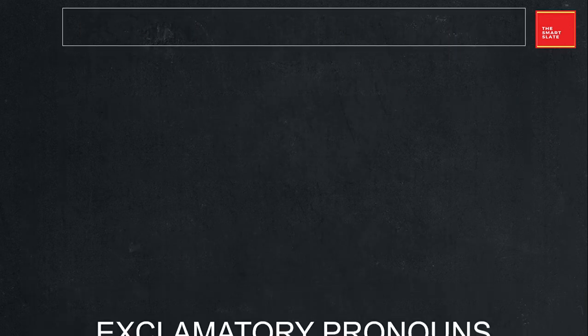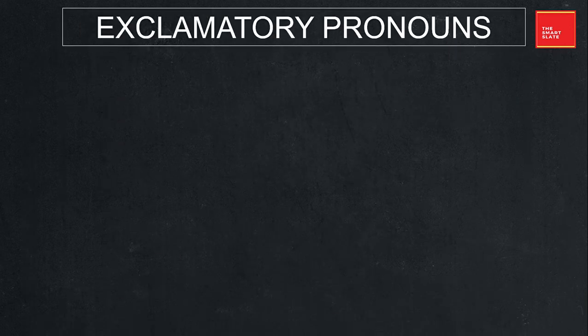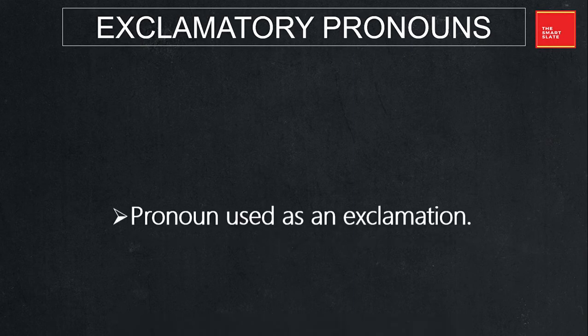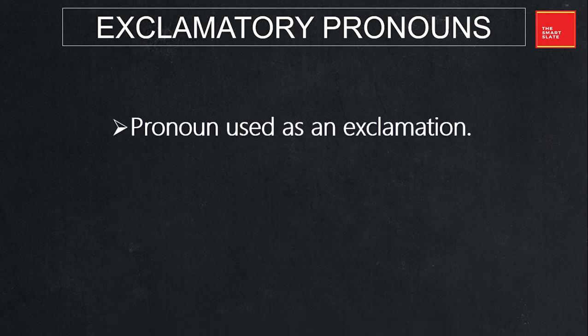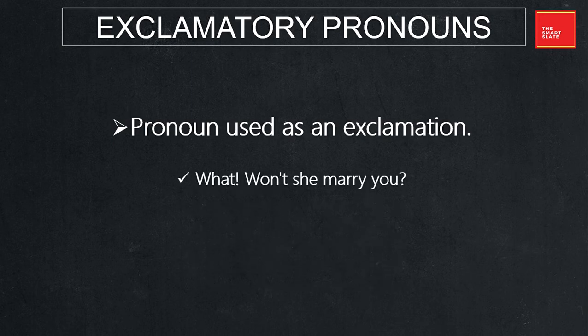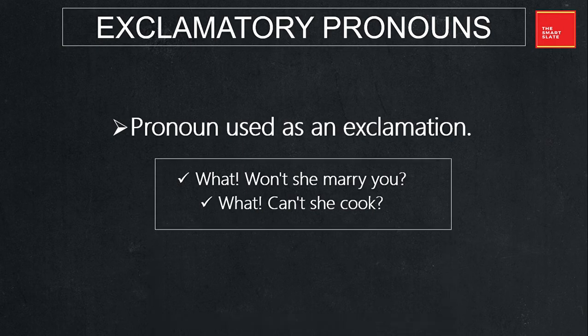Next is exclamatory pronouns. So the last type, exclamatory pronoun, is quite easy. It is when the pronoun is used as an exclamation or to express exaggeration. What? Won't she marry you? What? Can't she cook? So here what is used to exaggerate a situation or to exclaim out some feelings. So what becomes your exclamatory pronoun. That was quite easy.